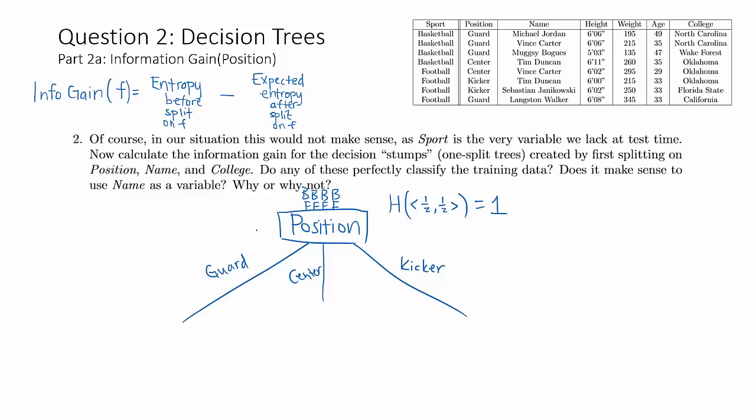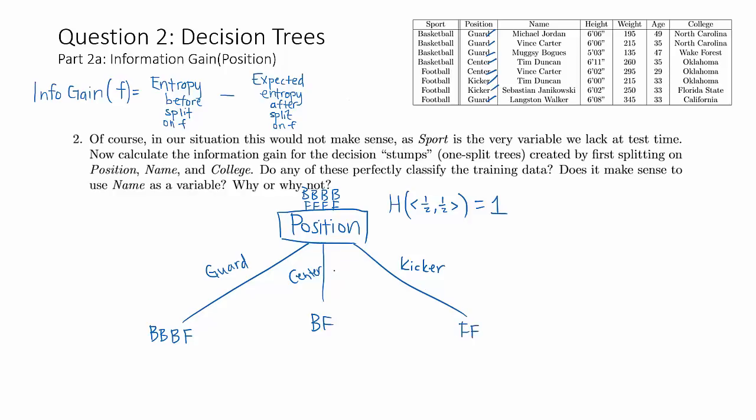So now we need to figure out which samples go down which branch. For the guard branch, we'll have 3 basketball samples and 1 football sample. So this group looks like this. For the center branch, we'll have 1 basketball sample and 1 football sample. And for the kicker branch, we'll have 2 football samples.